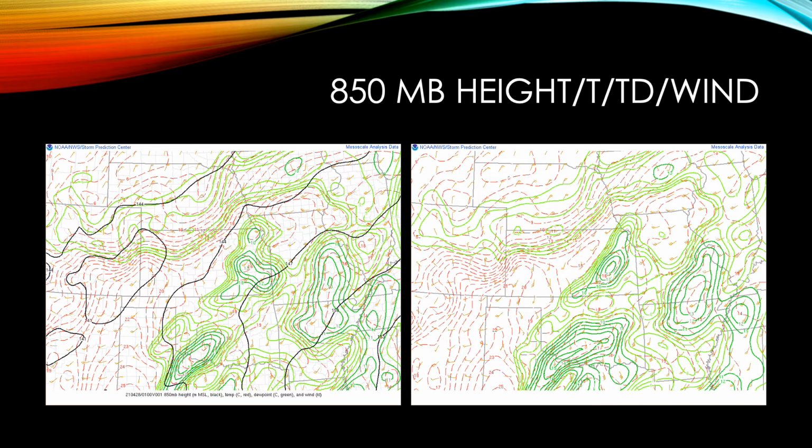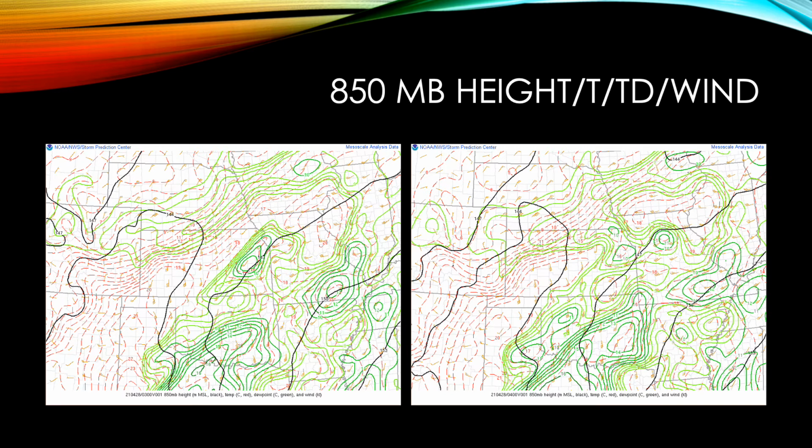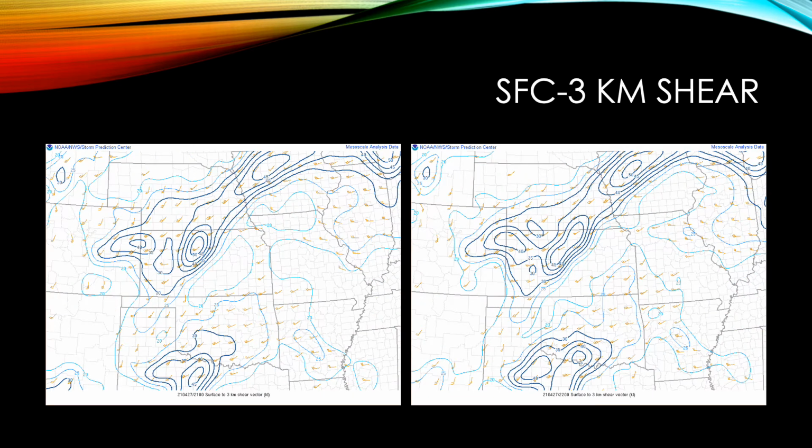Looking at the 1Z hour, we are starting to shift a little bit more to the east. And then you start to see our gradient weaken just a little bit as this starts to move east to the northeast.